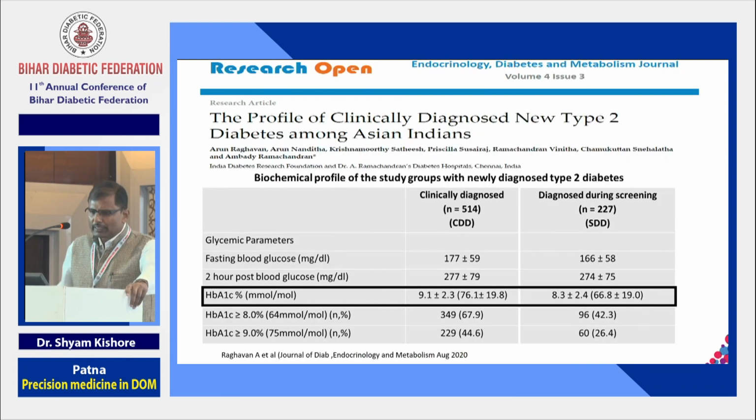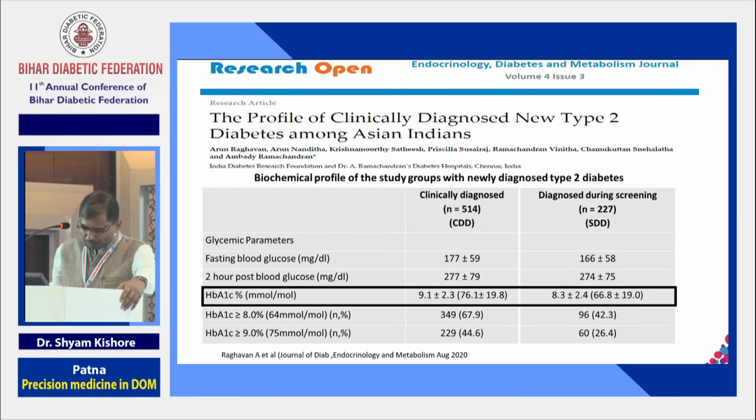So this was a South India based study covering nearly 4 states. Nearly 700 patients were studied, and they looked at the metabolic and anthropometric parameters of the patients. These patients were clinically detected or screen detected diabetes patients. You can see that those patients who had been seen in the clinics had an HbA1c of more than 9.1%, and those who had screen detected diabetes had an HbA1c of 8.3%.